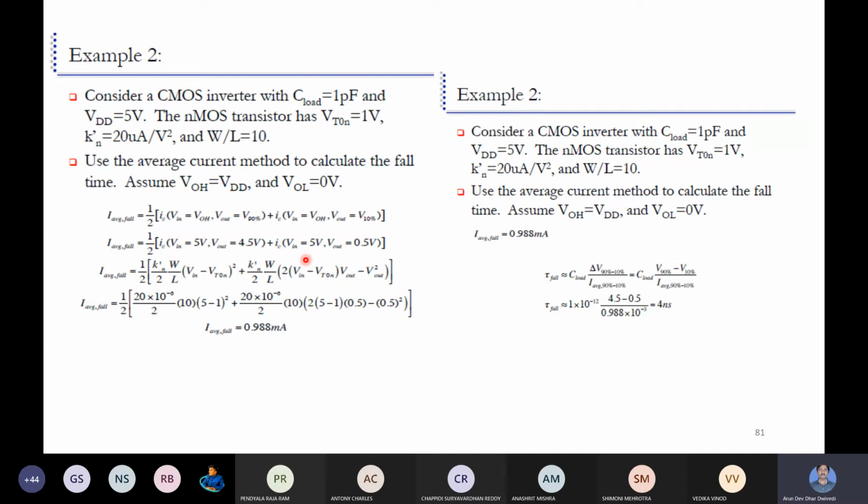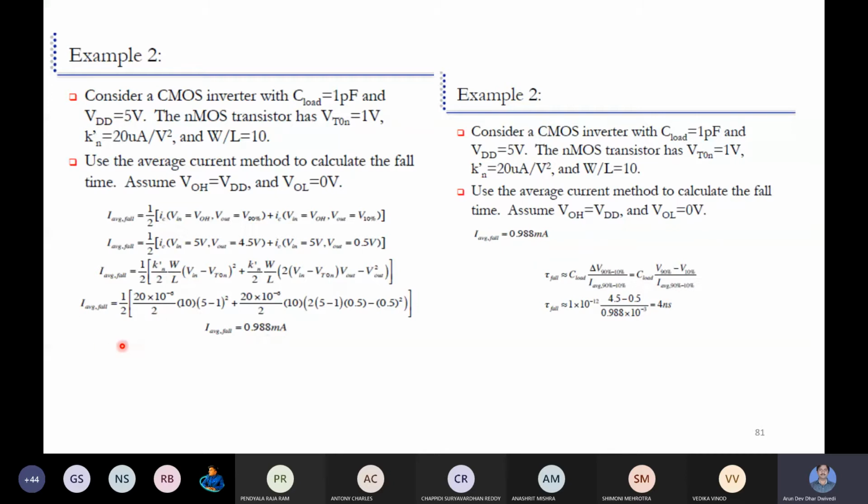Similarly, the current when Vin is equal to the same VOH, but Vout is only 10%. 10% means it is only 0.5, so Vout is only 0.5. So two equations. One is the saturation current equation, Kn dash by 2 W by L (Vin minus VT0n) whole square. The second equation is Kn dash by 2 W by L [2(Vin minus VT0n)Vout minus Vout whole square]. Here Vout you can consider 0.5 volt, Vin is 5 volt, and VT0n is 1 volt. Putting all together, I average during the falling comes to 0.988 milliampere.